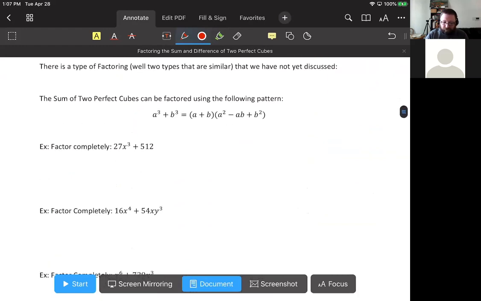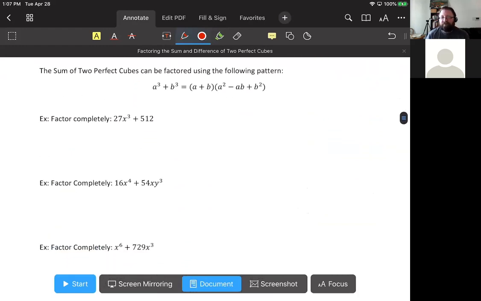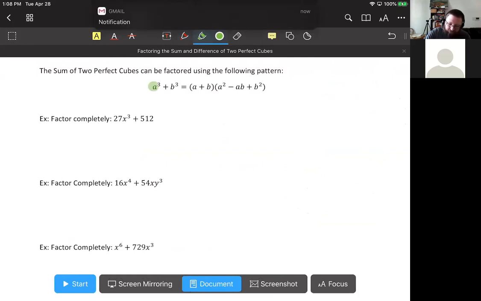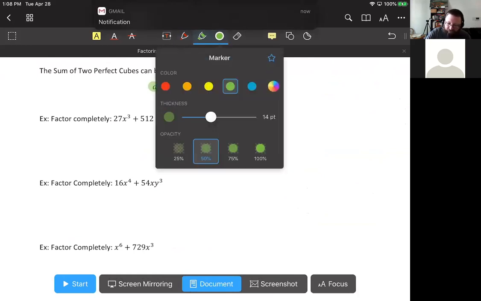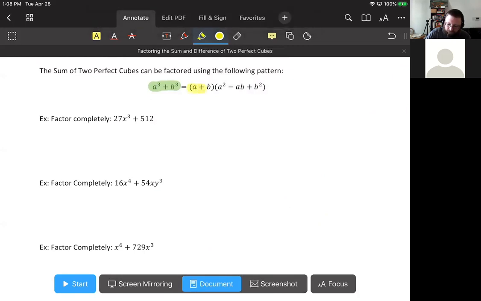Now, when we have a binomial that is the sum of two perfect cubes, that binomial can always be factored into a binomial and a trinomial as shown in the rule at the top. So we have a cubed plus b cubed will always factor into a plus b times a squared minus ab plus b squared. Okay? So let's look at that in practice here. Okay? Here is our first example.